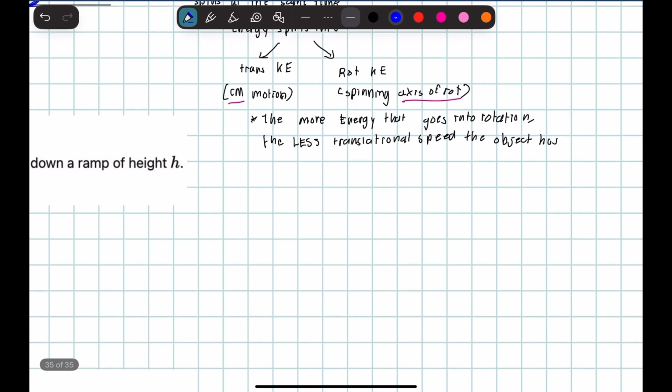And like this idea right here, the more energy that goes into rotation, the less translational speed the object has. Well, this is why different shapes roll at different speeds. So think about different objects that you have. When you have more energy that's rotating, that means the less translational speed it has. If something is rotating at a larger angle, it's going to move slower, because it has to travel a larger angle. If it has to travel a larger angle, it has to move less distance.